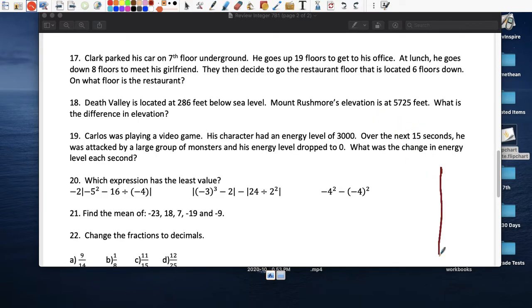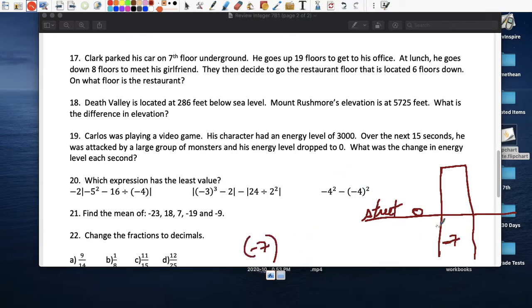All right, so it's a building, and here I'm going to draw a line, and that's going to be the street level, or the lobby, or 0th floor. Okay, so it starts at -7, right? So he starts at -7. He goes up 19 floors. So let's illustrate that.